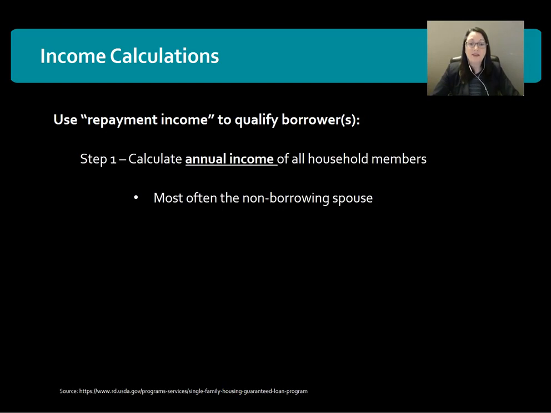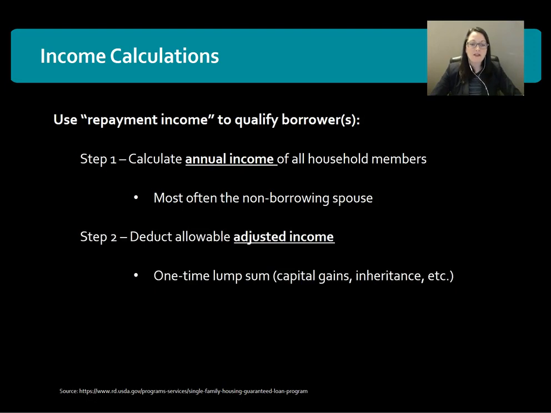Step 1 is to calculate the annual income of all household members. So what that means is if you have a husband and wife purchasing a house and the husband is not going to be on the mortgage, you still have to count his income. So it's anyone that's living in the house, even if they're not purchasing, you would have to qualify them based on their income. And most commonly it's going to be a non-borrowing spouse. Now there is more information about this on the USDA website when you get into grandparents and children over the age of 18. So definitely, if you have that situation, check out the USDA website.